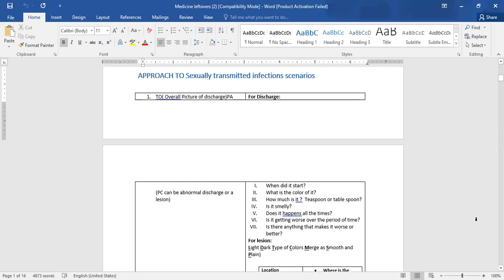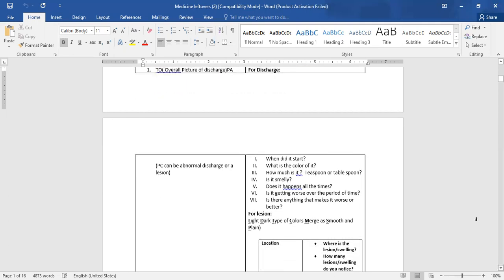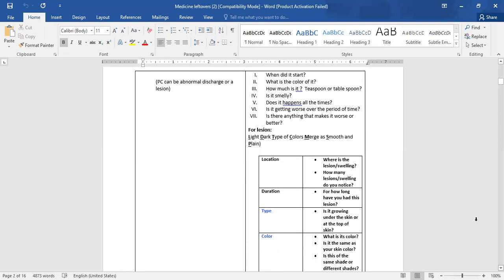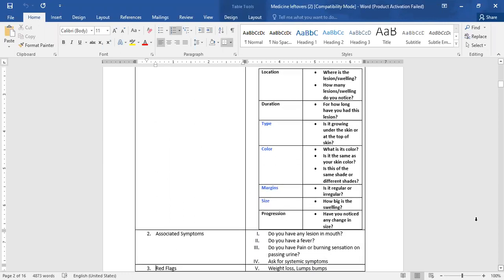But if the presenting complaint of the patient is, doctor, I have a lesion on my private parts, then you are supposed to ask the lesion questions that we discussed in the dermatology section. What is that? You have to recall that word, light, dark, type of colors, margins, smooth and plain. For L, it is, where is it? Like, where is the lesion, or where is your swelling? How many lesions do you notice? For how long have you had this lesion? Is it growing under the skin or at the top of the skin? Is it the same color as your skin, or what is the color of it?